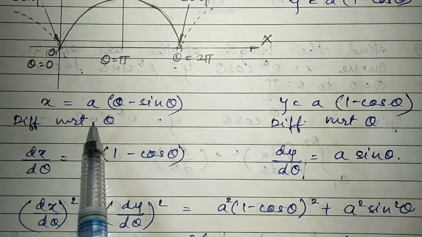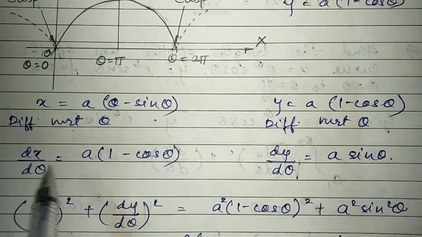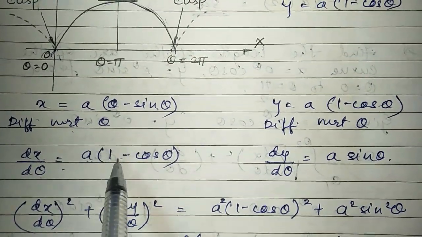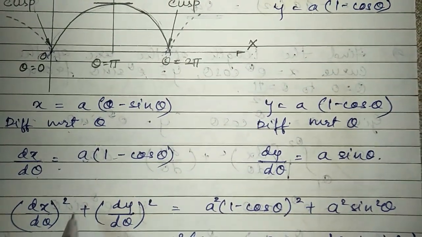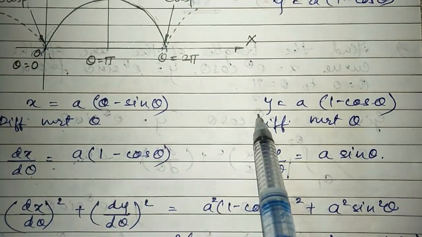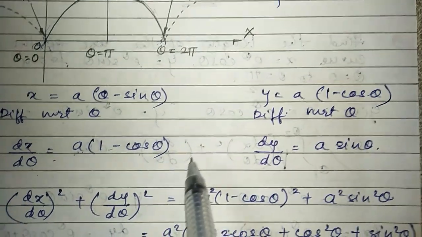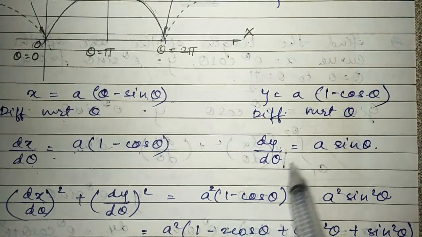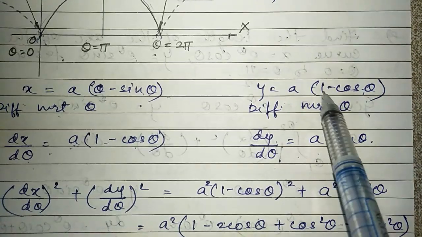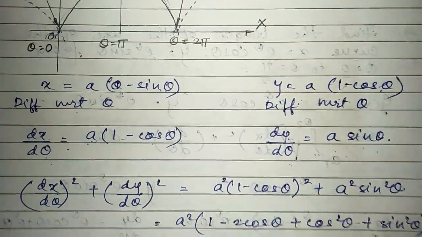We have x is equal to a (theta minus sine theta). We'll differentiate x with respect to theta. So we have dx by d theta is equal to a, derivative of theta is 1 and that of sine theta is cos theta. So dx by d theta is equal to a (1 minus cos theta). We have y is equal to a (1 minus cos theta). We'll differentiate y with respect to theta. So we have dy by d theta is equal to a, derivative of 1 is 0 and that of cos theta is minus sine theta, and we have a minus sign, so we have it as sine theta. So dy by d theta is a sine theta.